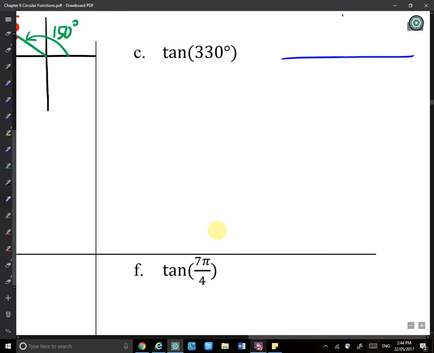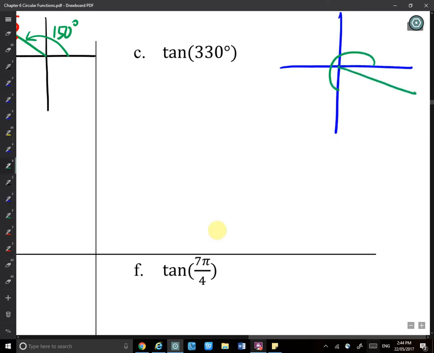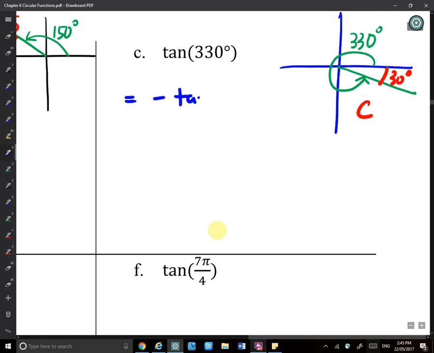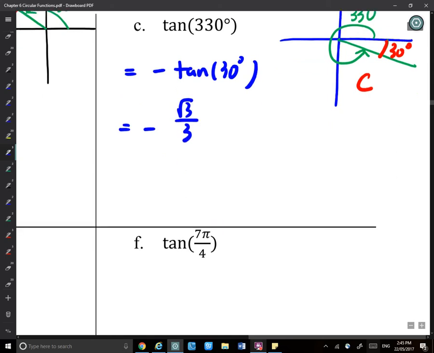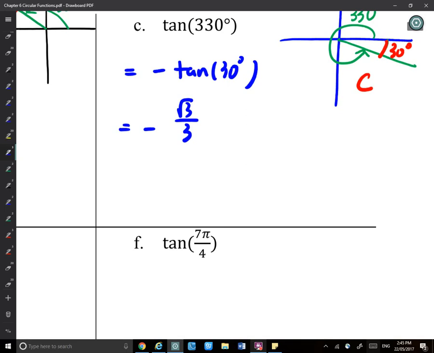Okay, tangent 330 degrees. Tangent 330 degrees is in the fourth quadrant. Have the angle here, that angle is 330 degrees. The reference angle will be this angle here, that is 30 degrees. This is the cosine quadrant. Therefore, I will have a negative tangent 30 degrees. That is negative root 3 over 3, or negative 1 over root 3. You will rationalize the denominator, so you have root 3 over 3.